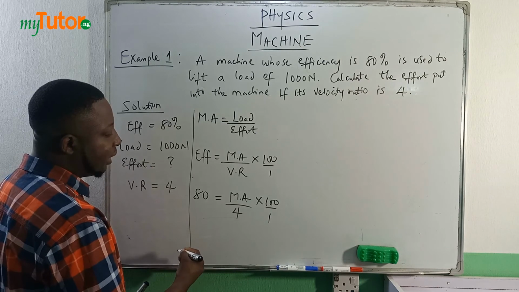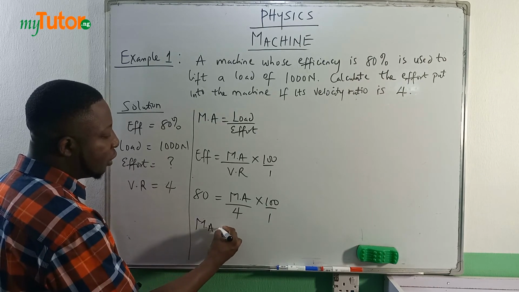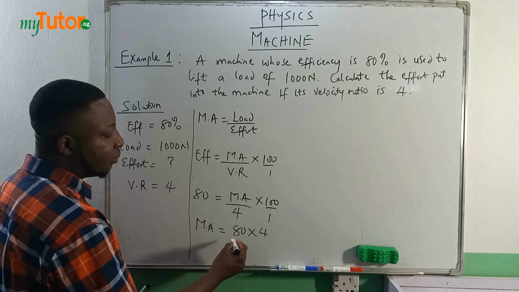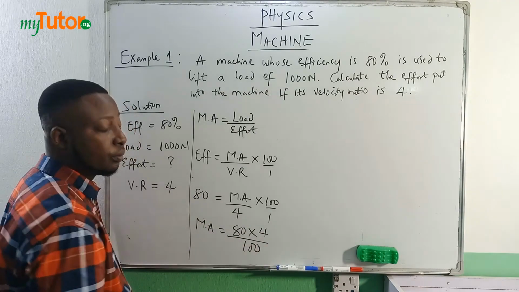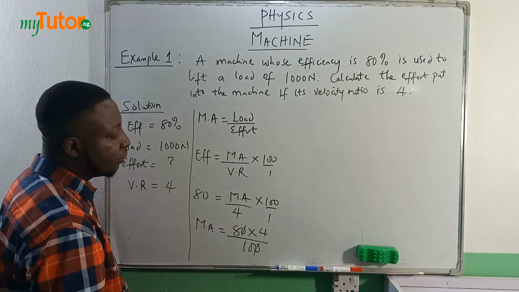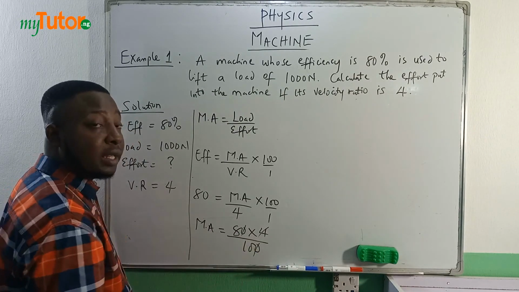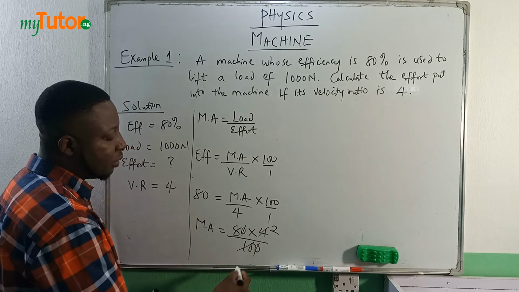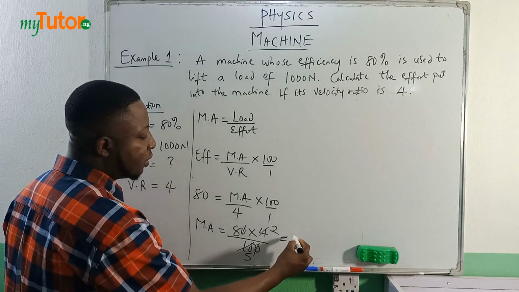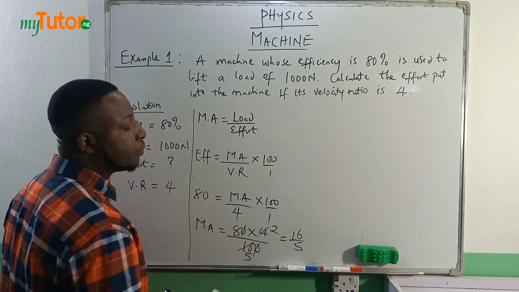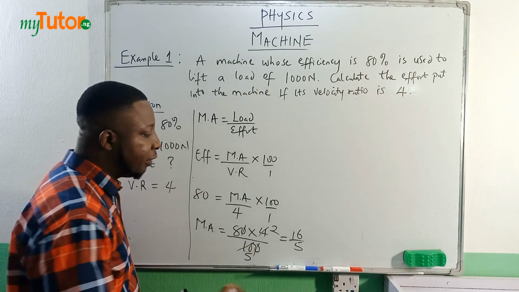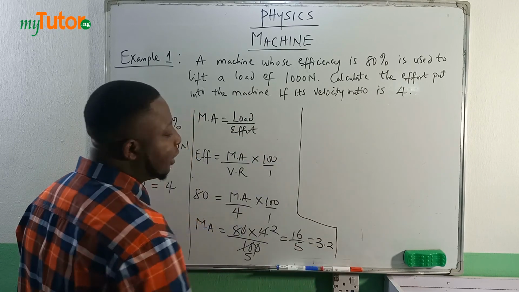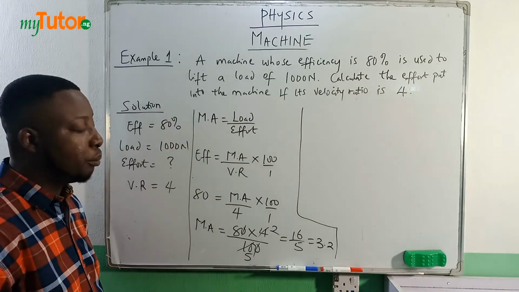So our mechanical advantage will be equal to 80 times 4, when we cross multiply, divided by 100. 0 can cancel 0. 2 can divide 4 to give us 2, and 2 can divide 10 to give us 5. So that will give us 16 over 5. 16 divided by 5 will give us 3.2. So we have gotten our mechanical advantage to be equal to 3.2.